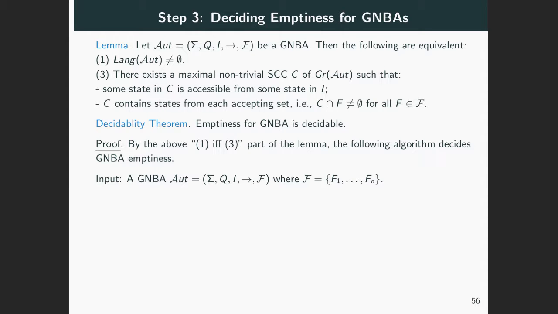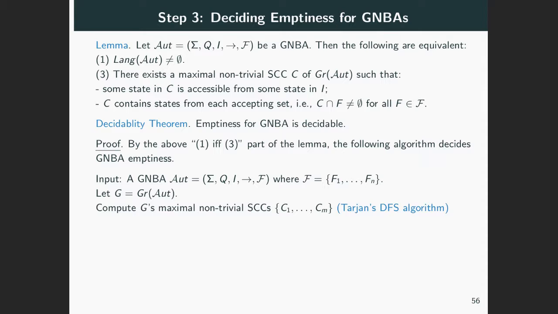Starting with a GNBA as an input, and letting G be its underlying graph, we first compute the graph's maximal non-trivial strongly connected components, C1 up to Cm. It is clear that these are computable, and for example, Tarjan's depth-first search algorithm gives an efficient way to compute them.